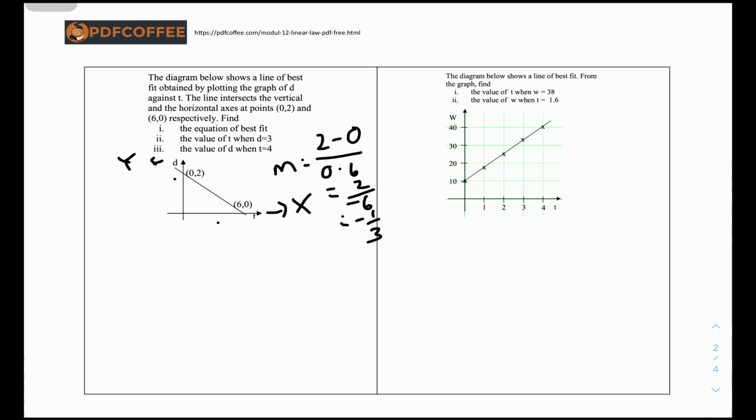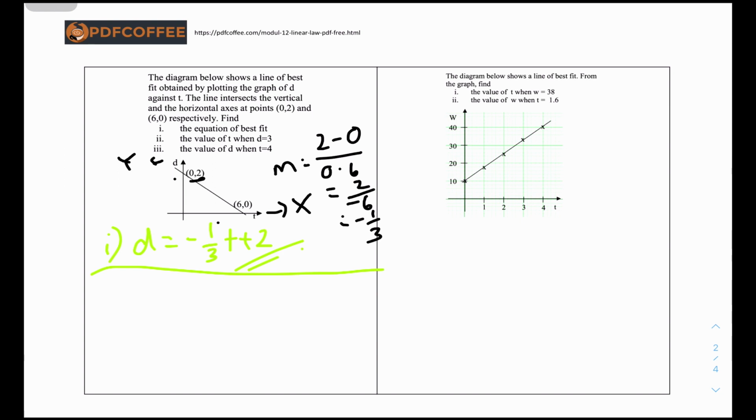So once you have the gradient, it will be y equals minus 1 over 3 x plus c. We know that the y-intercept is just this point right here because we were given 0 and 2. So the c value is just 2. And therefore the first part to our question is, let's write it in a new color, big Y is D, so D equals minus 1 over 3 t plus 2. And that's the first part.